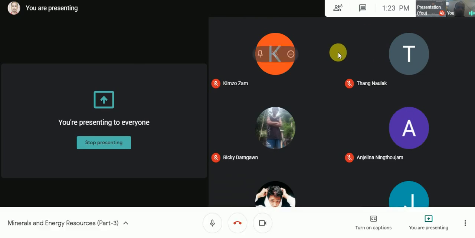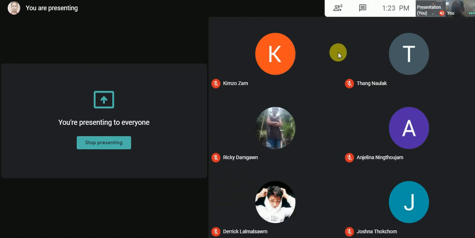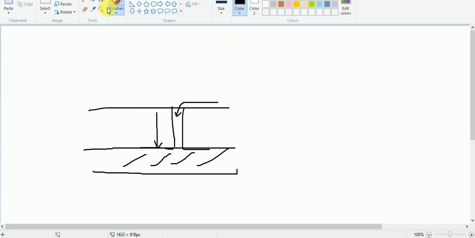Then can you add one more method for conserving these mineral resources? Anybody? Nobody is responding. So one more point we can add.